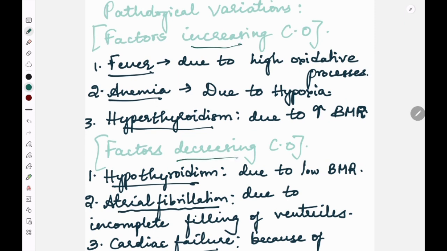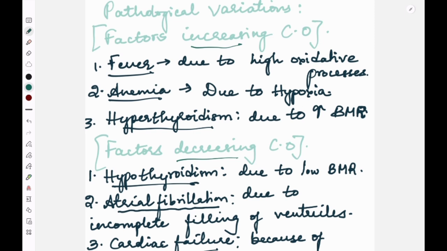So what are the factors increasing the cardiac output? First one is fever. During fever, there are high oxidative processes. Because of that, the cardiac output is increased during fever above the normal limit, that is more than 5 liters per minute. In anemia, so what is anemia? There is a decreased RBC count in the blood or decreased ability of the blood to carry oxygen, that is called anemia.